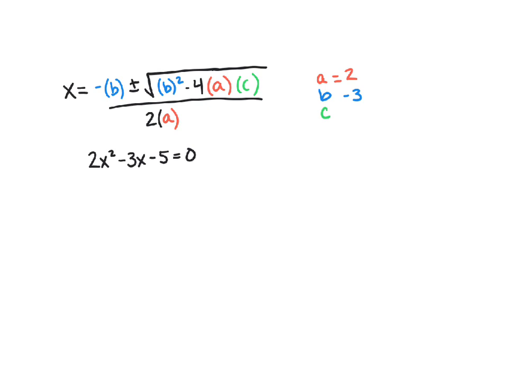a equals 2, b equals negative 3. That a looked negative there for a second. And c is negative 5. So now we plug this into our formula just like before.